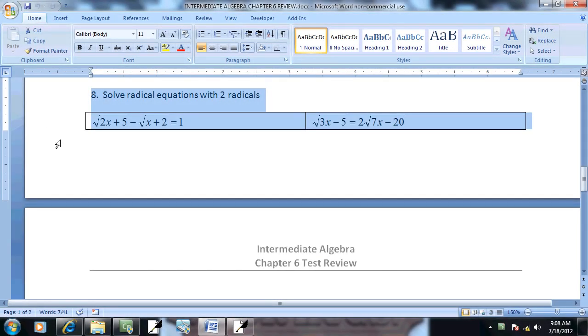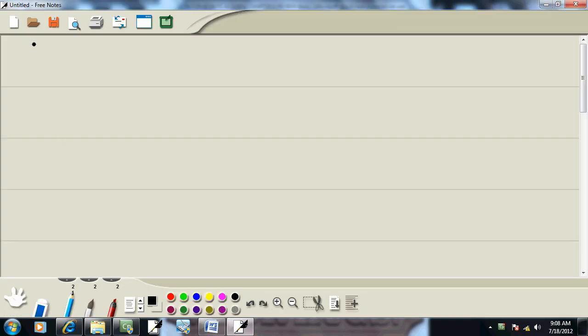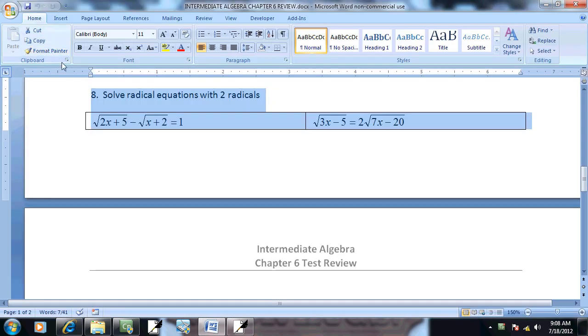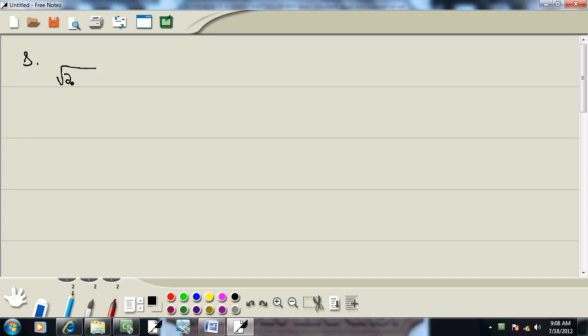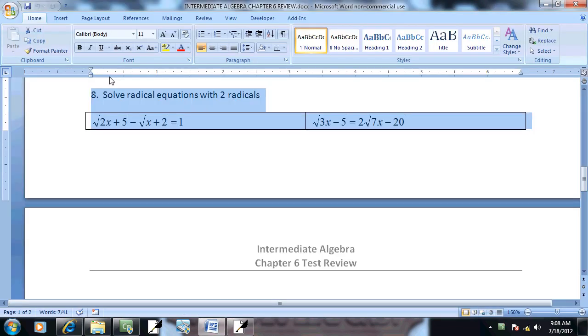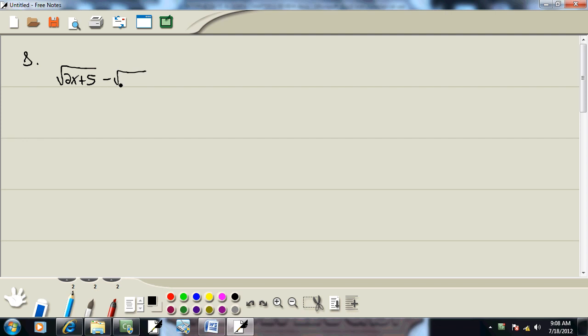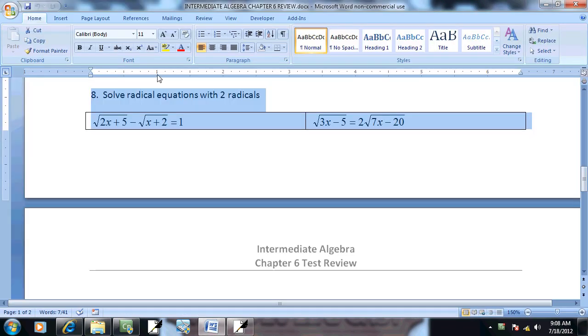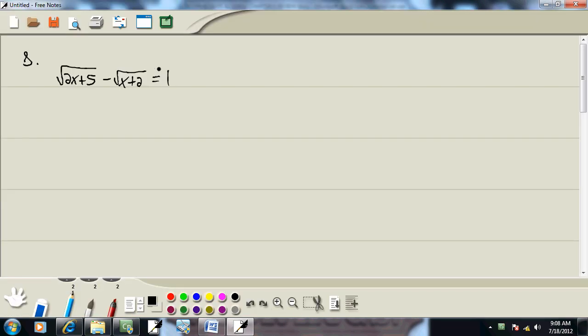Now let's take a look at solving ones with two radicals. So we got square root of 2x plus 5 minus square root of x plus 2 equals 1. First step, get a radical by itself. Doesn't matter which one. I'm going to take this negative square root of x plus 2 to the right side. So we got square root of 2x plus 5 is equal to 1 plus square root of x plus 2.